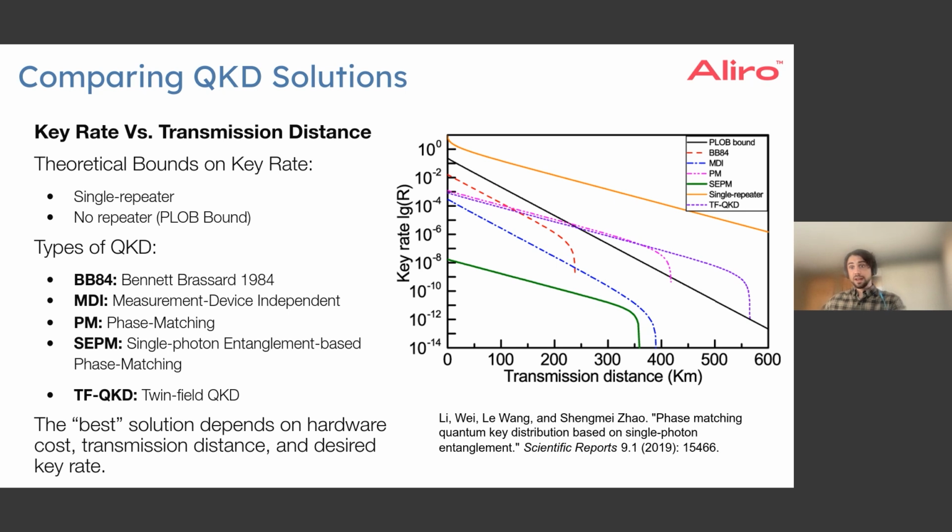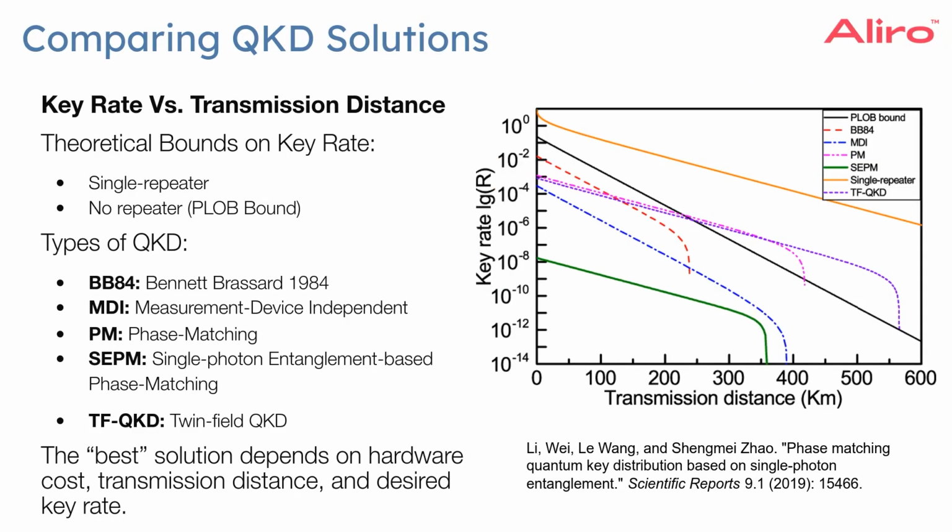For an example, we can look at a single quantum networking task, which is quantum key distribution, and compare different solutions and the key rates they achieve across different distances. So in this recent paper, phase matching quantum key distribution based on single photon entanglement, a number of different key distribution protocols are analyzed. They each utilize different hardware technologies, mostly all photonic. We have one bound for no repeaters in place, and this orange line is a bound for having a single repeater in place.